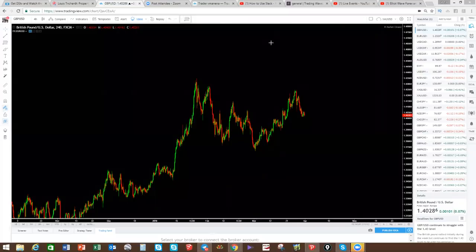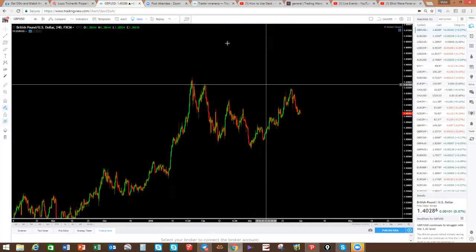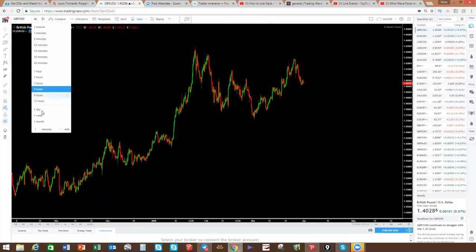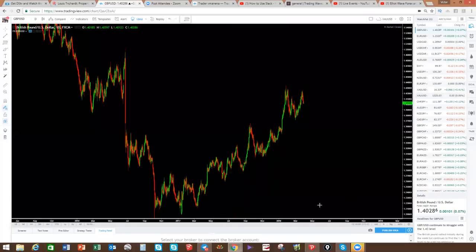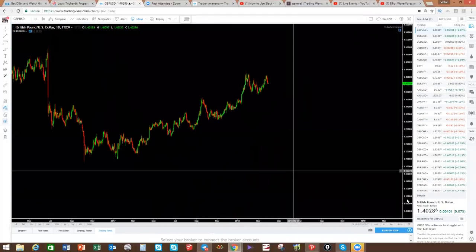Okay. All right, so the bigger structure, so now we've gone from 1 hour to 4 hour, and now we're coming to the daily, and look at the bigger structure, because we don't look at the smaller structure without understanding the bigger structure. So this is the correction that I showed a couple of weeks back.